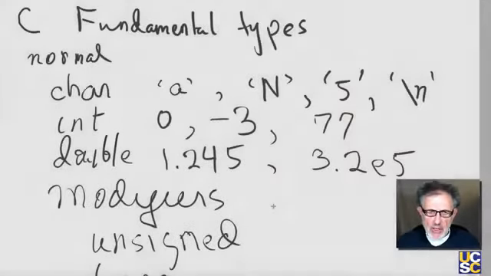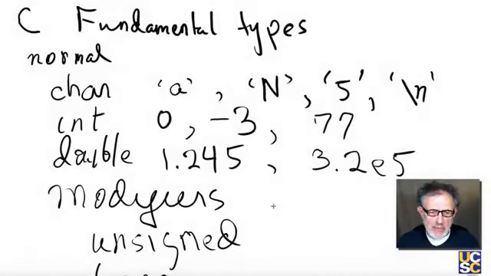So let's continue to talk about the C fundamental types. There will be other types later on, like pointer types and struct types and enum types. But for the moment, we're going to concentrate on a fairly simple set of types. Maybe not that simple. And our early computations will do a lot with int and double and char.